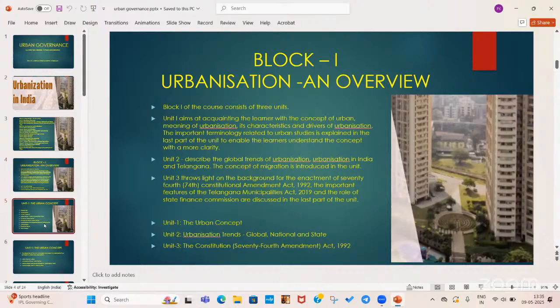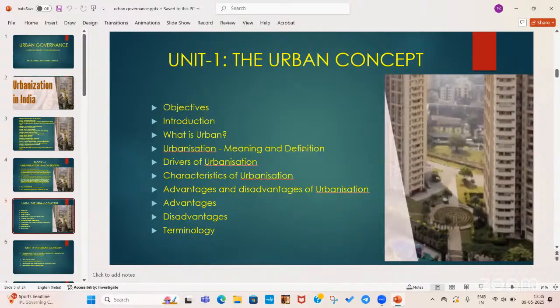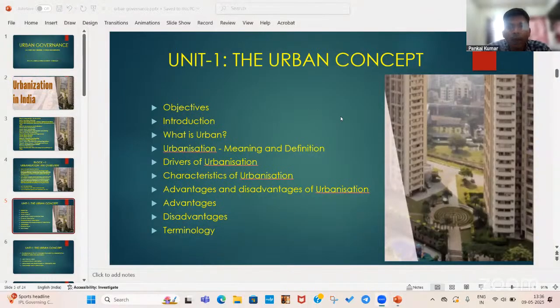So coming first to the urban concept, that is Unit 1. Today we will cover this unit, where we'll study its objectives. Then we'll have a brief introduction to what we are going to cover. Then what is urban and urbanization, the meaning and definition of urbanization by different thinkers, that also we'll cover. After that, we'll go into the drivers of urbanization. Here we will study the factors which lead to urbanization, like what causes urbanization.